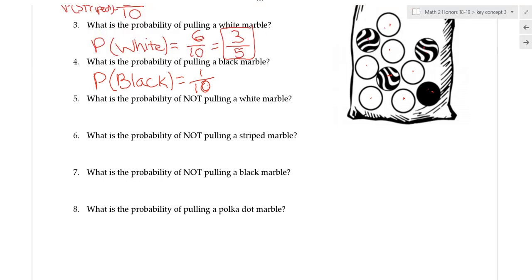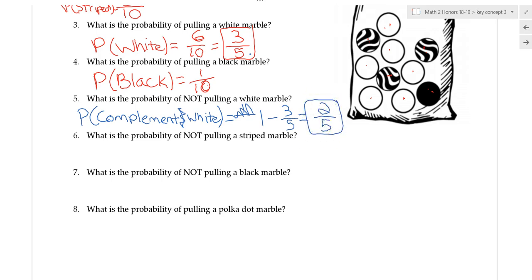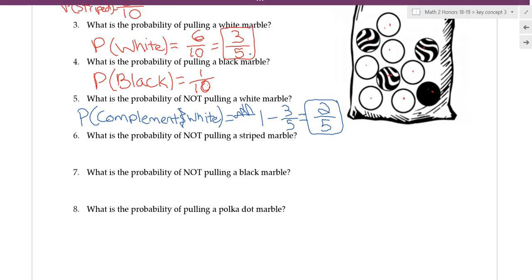What is the probability of not pulling a white marble? So this is the same thing as saying the probability of the complement of white. Okay. Well, the probability of pulling a white marble was 3/5. So I could do 1 minus 3/5, which equals 2/5. Okay. So that's one method of solving for your complement, just remembering that 1 minus 3/5.